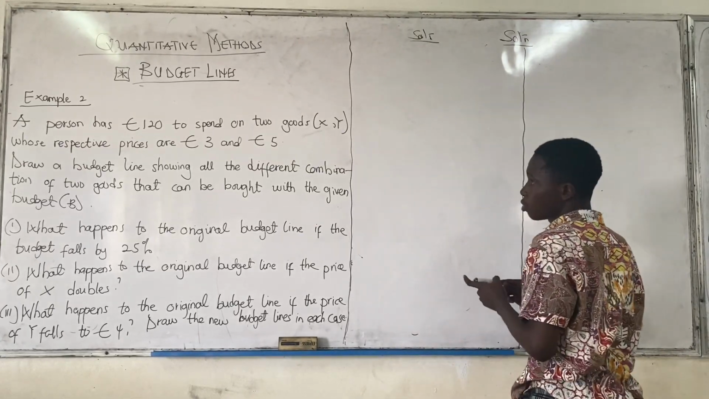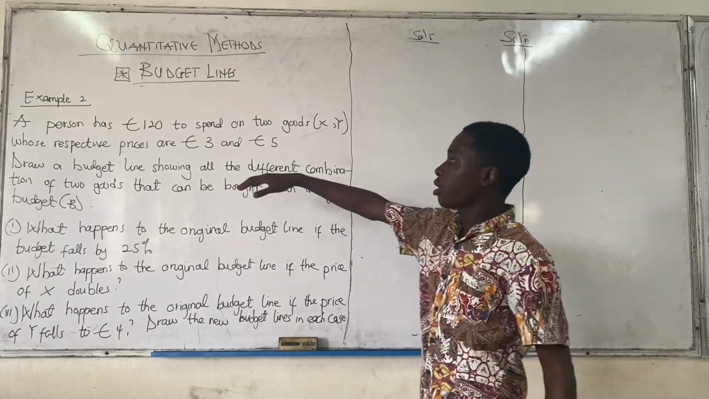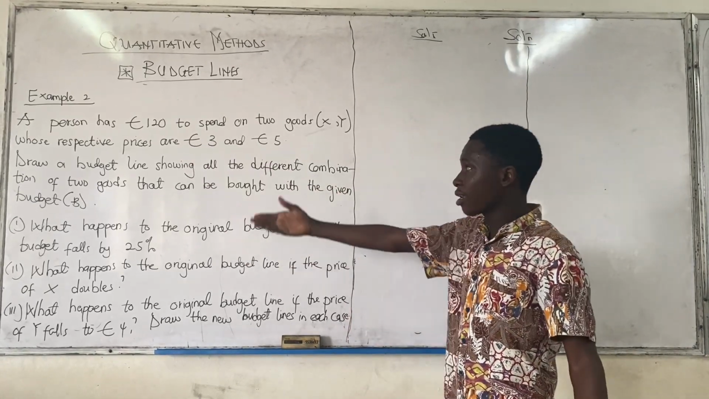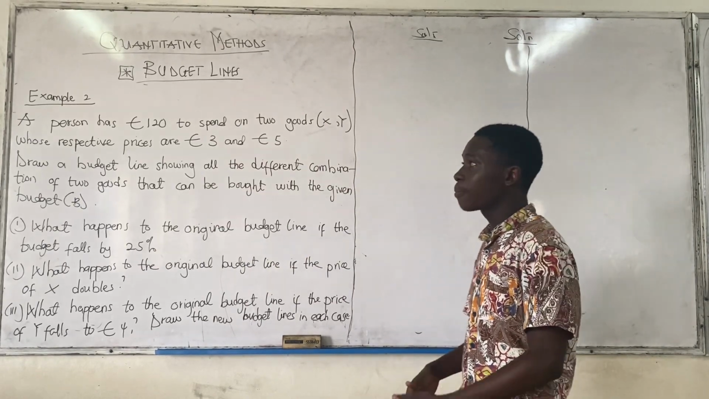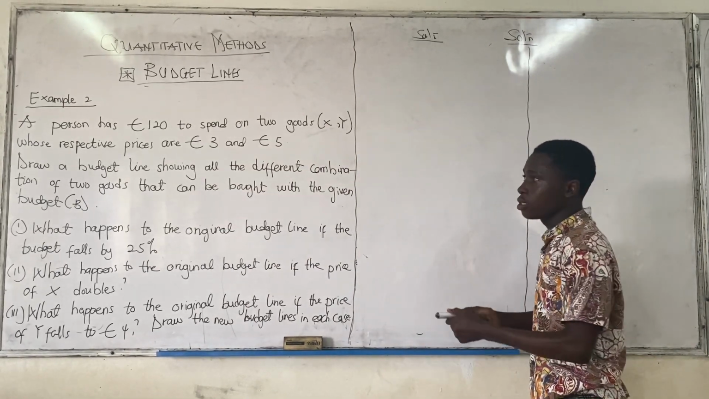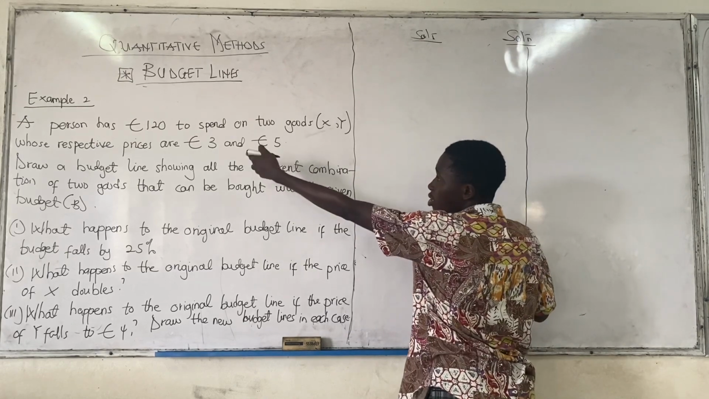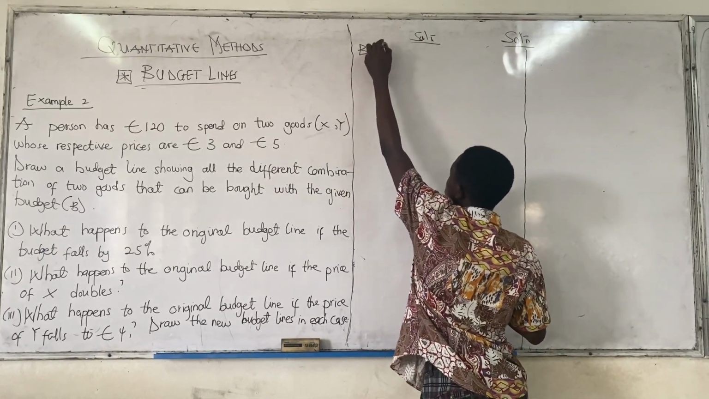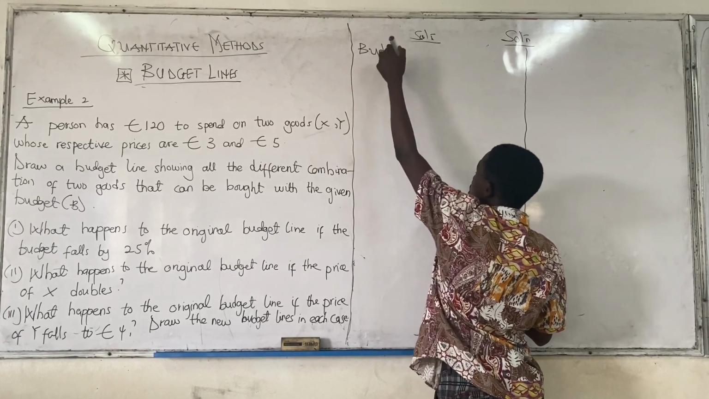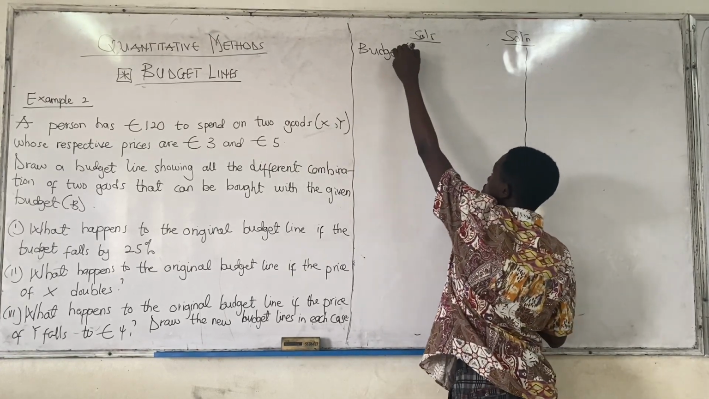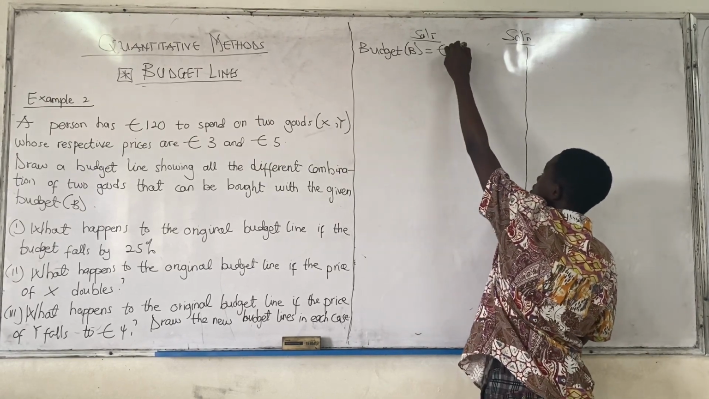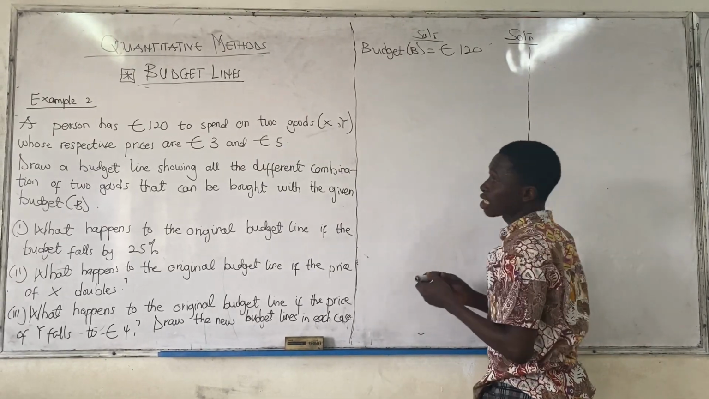Okay. A person has 120 euros. The person having this amount of money definitely becomes the budget of that person. So the budget in this question is what? 120 euros. The budget is represented by B. So B is 120. So let's move.